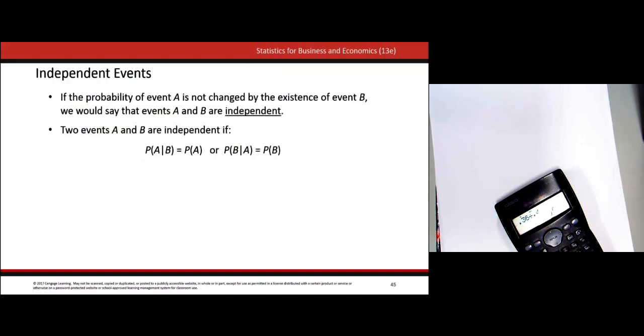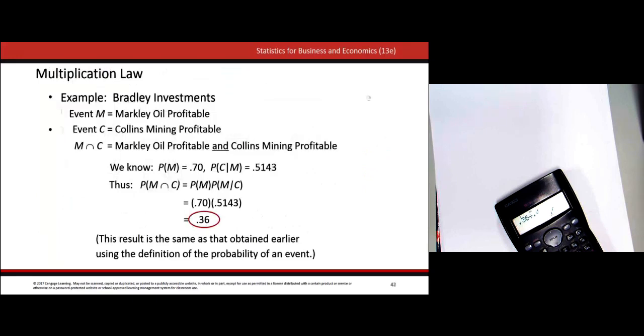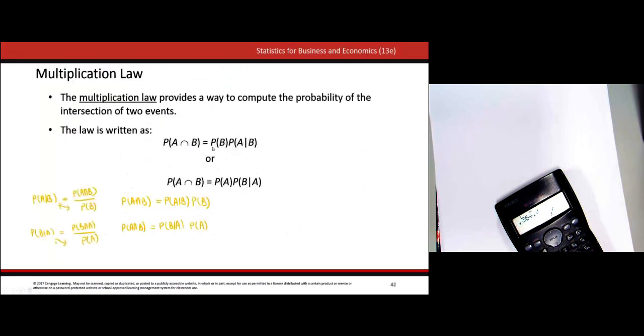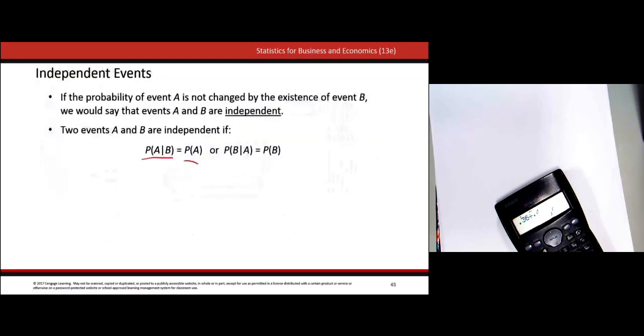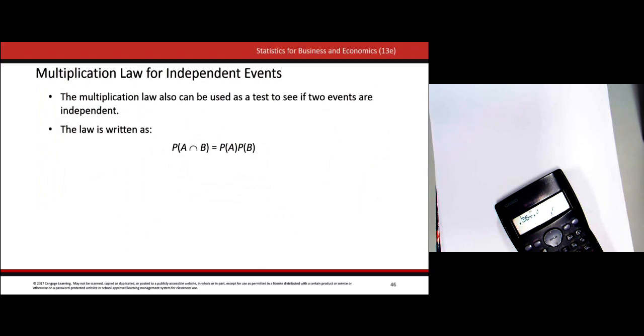So then what happens to the multiplication law if two events are independent? A given B is A. So then A intersect B becomes the probability of A times the probability of B. So if two events are independent, A intersect B is always the probability of A times the probability of B. This is always the case.